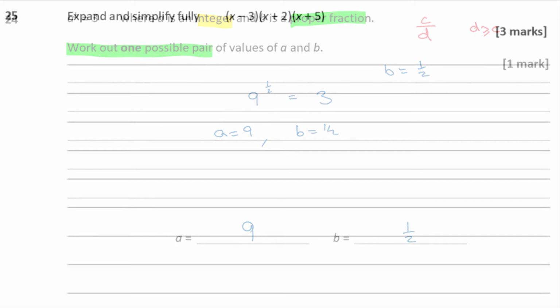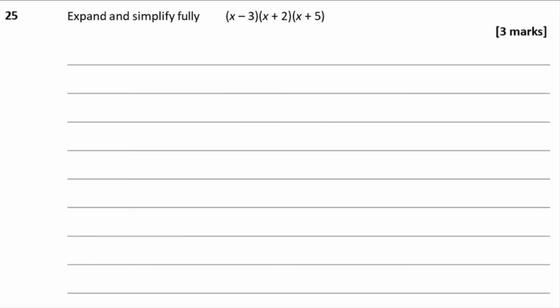We can move on. Question 25, expand and simplify fully x minus 3, x plus 2, x plus 5. What fun, we got a triple bracket. Nice. So let's start: x minus 3, x plus 2, x plus 5. Okay, what I do with these is I just start with one pair and multiply those out first, and I leave the one on the front untouched for now. We'll come back to that one later.